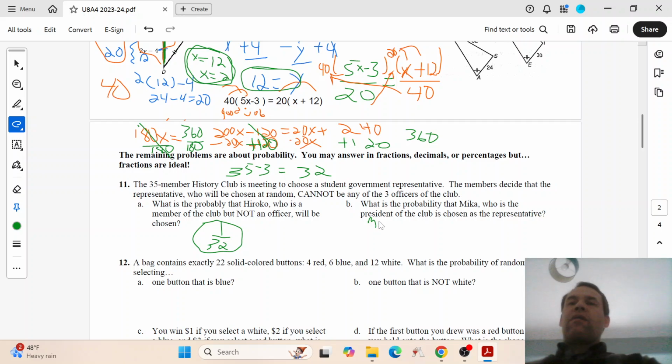So Micah is an officer. And it says you cannot be any one of the officers. Cannot be any one of the 3 officers. So 0% chance that Micah can be chosen. 0% chance is our answer.